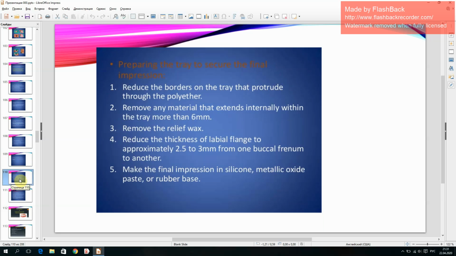Preparing the tray to secure the final impression. Reduce the borders on the tray that protrude through the polyether. Remove any material that extended internally within the tray more than 6 mm. Remove the relief plugs. Reduce the thickness of the labial flange to approximately 2.5 to 3 mm from one buccal frenum to another. Make the final impression in silicone, metallic oxide paste or rubber base.